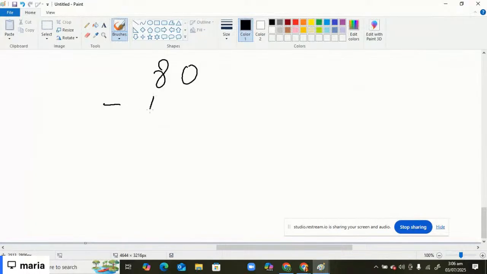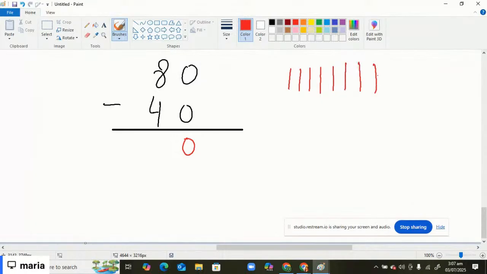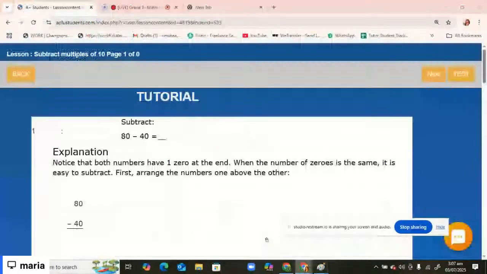So 80 minus 40. How can we solve it? 0 minus 0, what is the answer? That is 0. And now 8 and 4, how can we write it? Draw 8 lines. First of all, I'm going to write down the 8 lines here. 1, 2, 3, 4, 5, 6, 7, 8. Now we are going to remove 4 lines. Let's remove 1, 2, 3, and 4. How many are left? Just count and tell me. 1, 2, 3, and 4. So here that is 40. This is our answer.